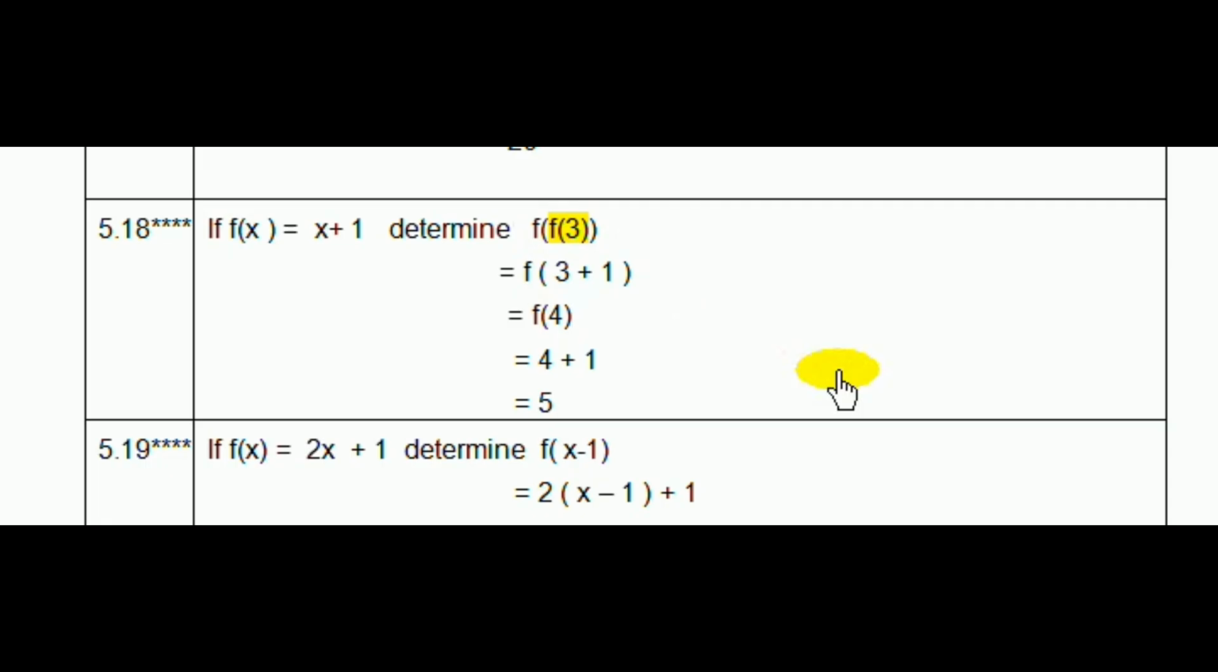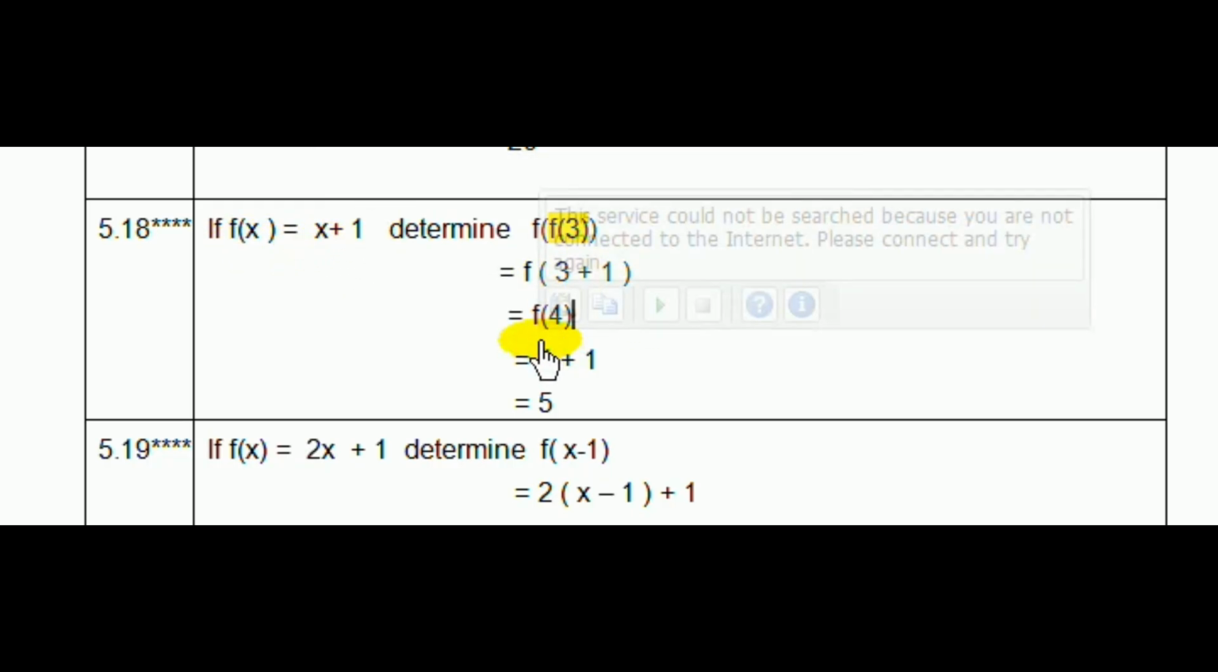Now what is f(3) going to be? f(3) is when you go to the expression and change every x with a 3. So f(x) is x plus 1, so f(3) will be 3 plus 1, which gives you that 4. 3 plus 1 there is the same as f of 4. So the one given on top is exactly the same as the one there, f of 4. And now you've got to go back to your f expression and substitute the x with that 4.